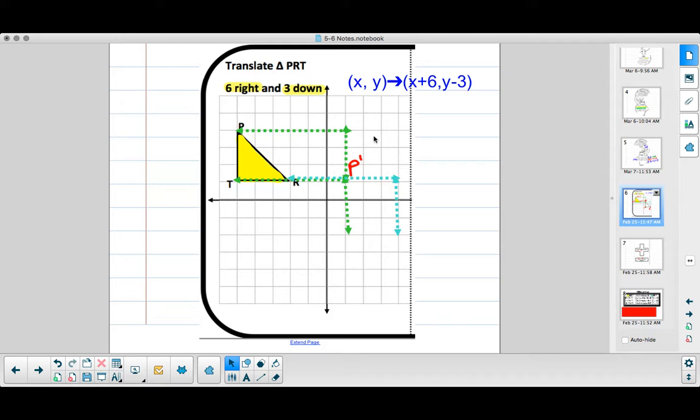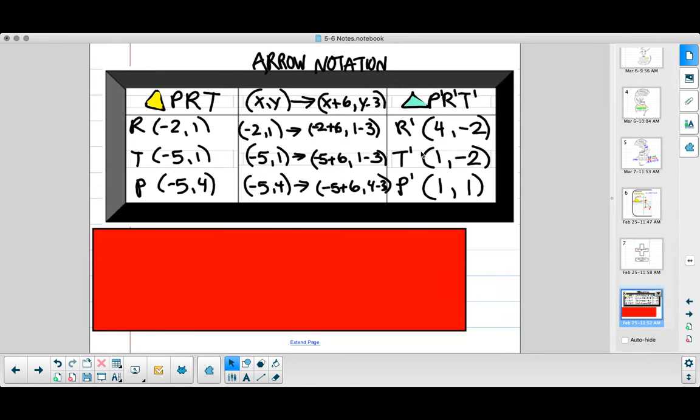And if you look back to our drawing, P prime was here, which is 1, comma 1. And then down here were our T primes and R primes. And if you look, they are at 1, negative 2, and also 1, 2, 3, 4, negative 2. And those are the points that we got in our chart.